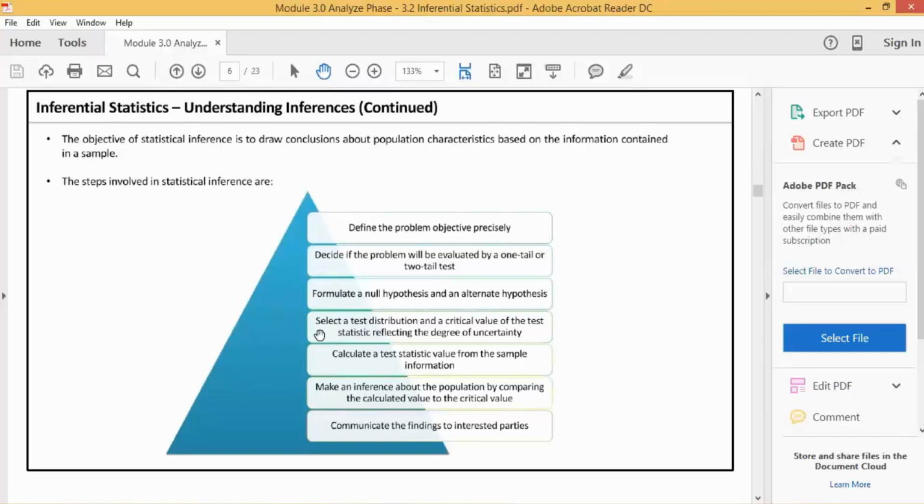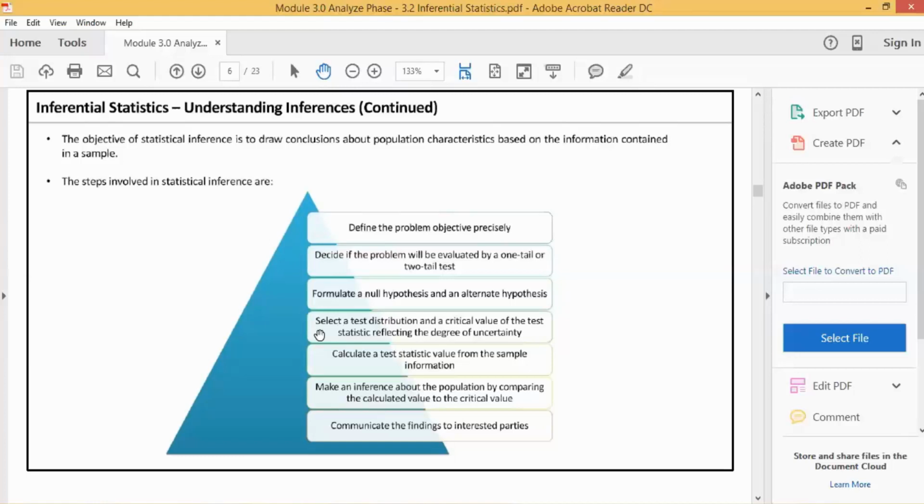Very important slide. Slide number 6. Analyze phase. Module 3. The objective of statistical inference is to draw conclusions about population characteristics based on the information contained in a sample. The steps involved in statistical inference are: define the problem objective precisely, decide if the problem will be evaluated by a one-tailed or two-tailed test, formulate a null hypothesis and an alternate hypothesis. This I'll explain to you, what is a null hypothesis and an alternate hypothesis.